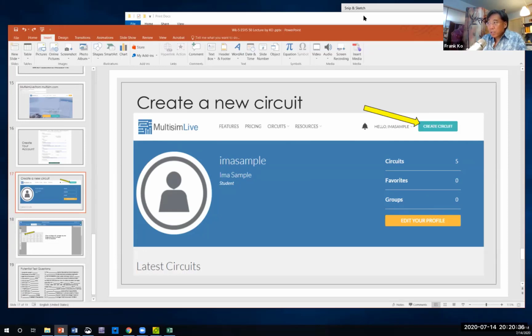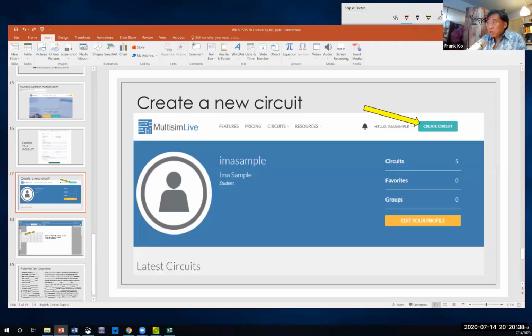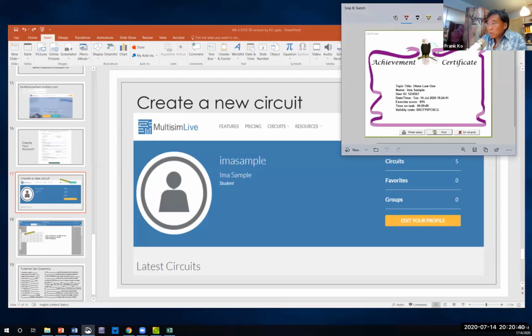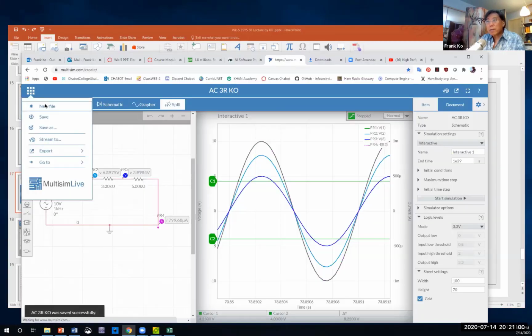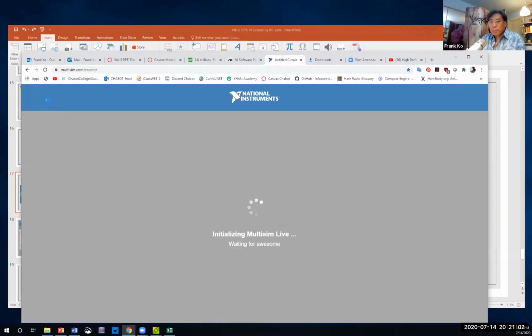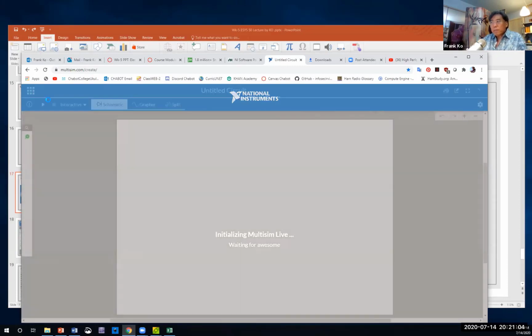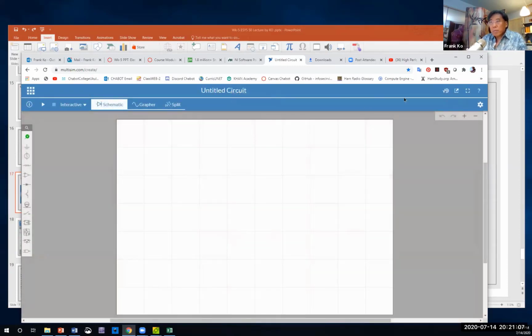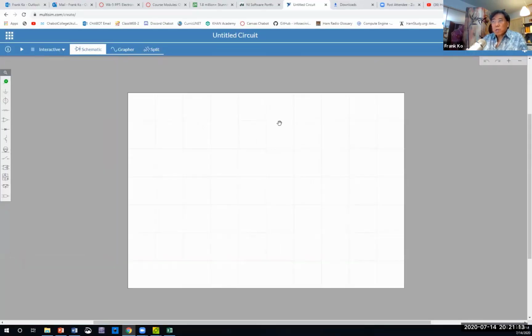Now I'm going to go to the site, actually go to the site, to new file. And let me maximize this screen. Okay, can everybody see my desktop for MultisimLIVE? Give me a thumbs up if you can see my screen.